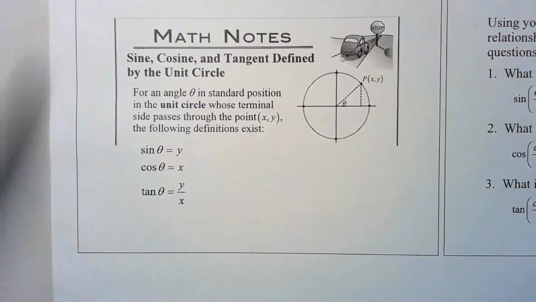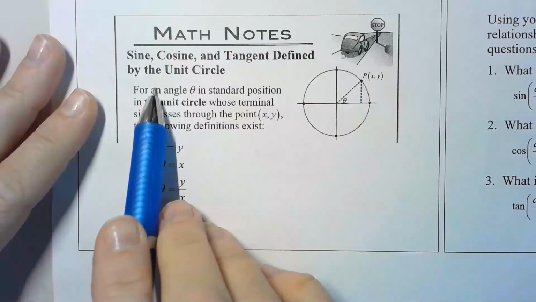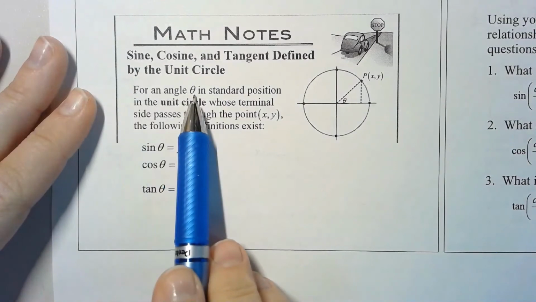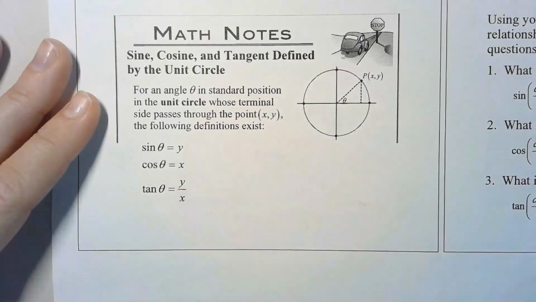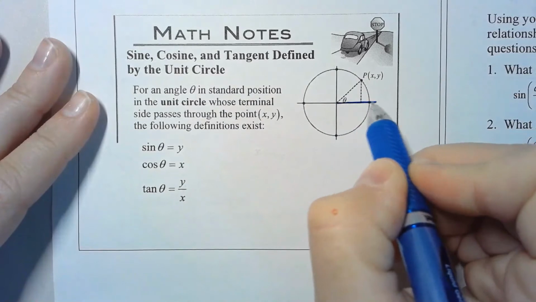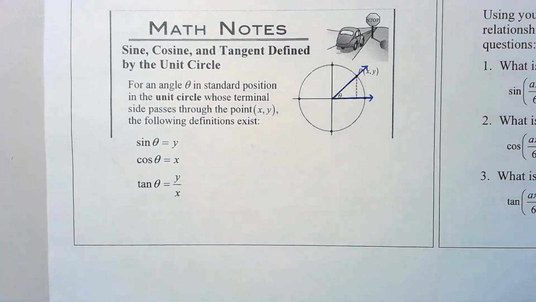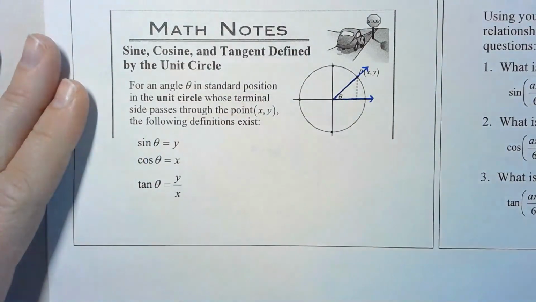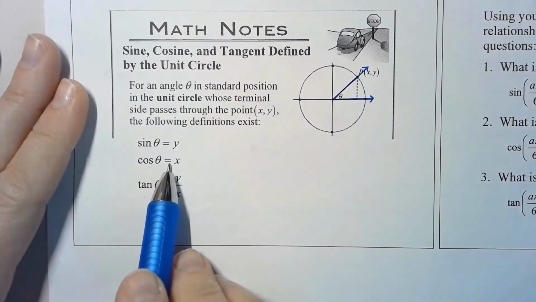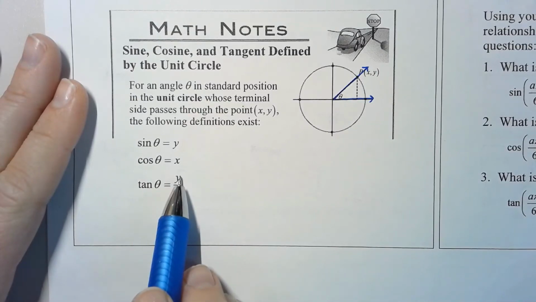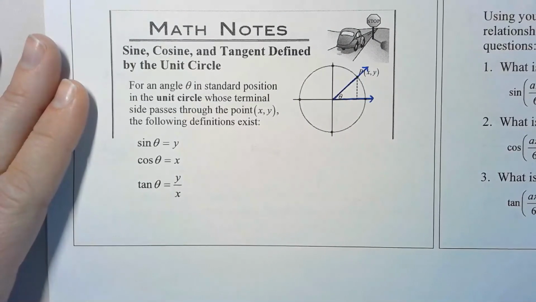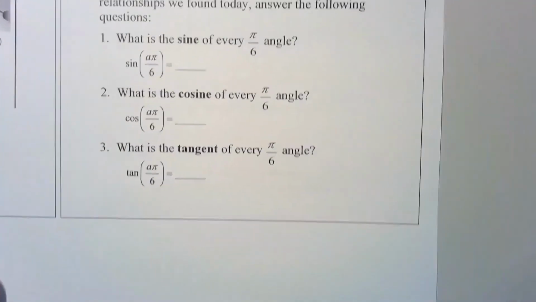Good. All right, let's flip it over. So, here in our math notes box, it's just what we've already done. I just put it in one spot. For an angle theta in standard position means the initial side is on the positive x-axis and the terminal side is, well, anywhere in quadrants 1 through 4. The following definitions exist. So when you're in the unit circle, radius of 1, sine is the y-coordinate, cosine is the x-coordinate, tangent is y over x. Okay? All right.